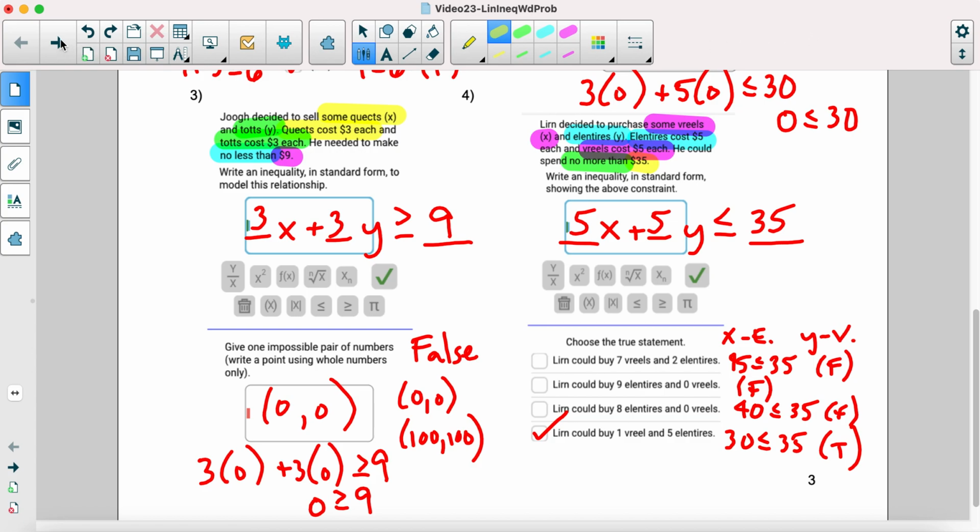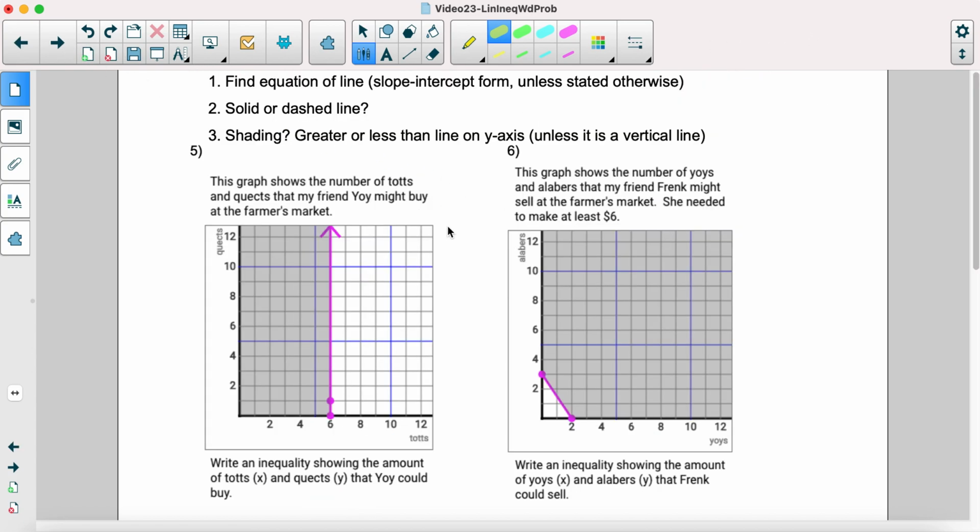All right, so let's go to the second page now. On the second page, we have 4 graphs and word problems associated with each one of these where they ask us to write the inequality for each one of these graphs.